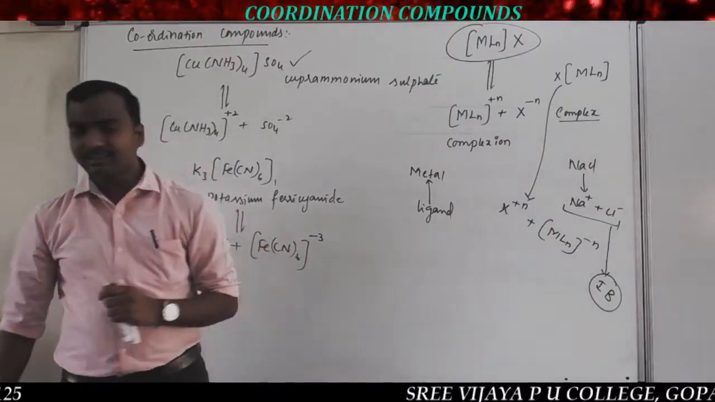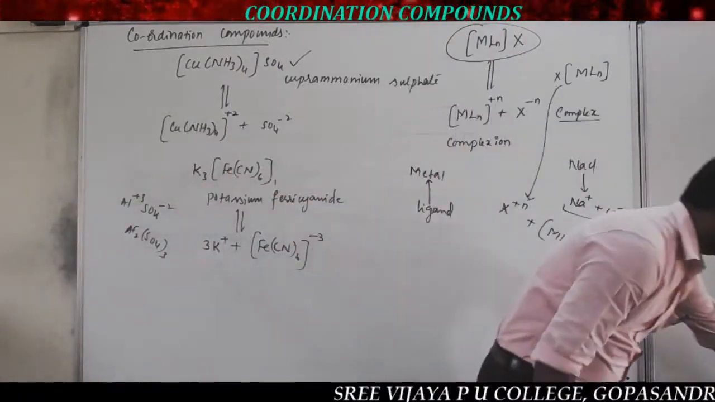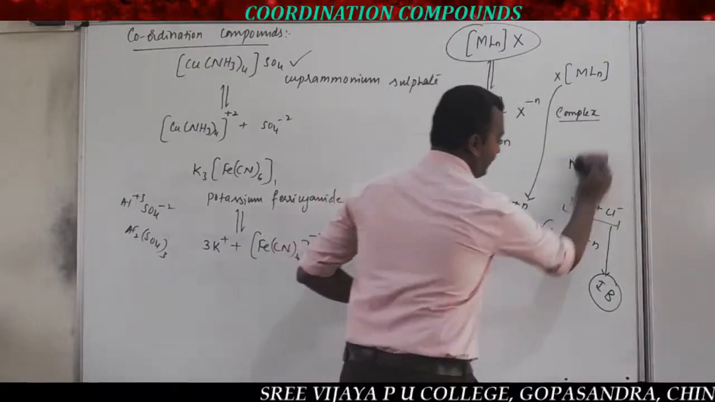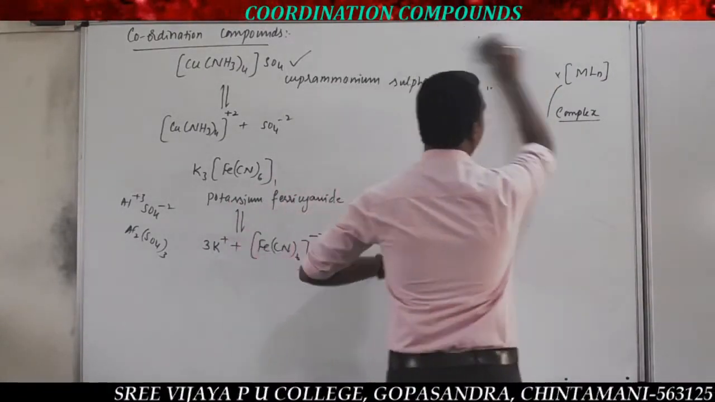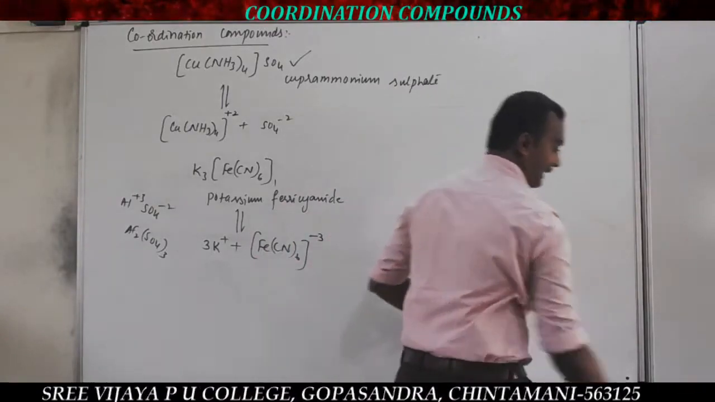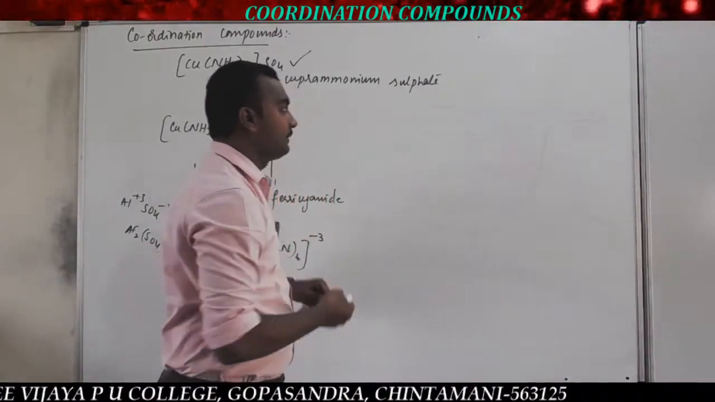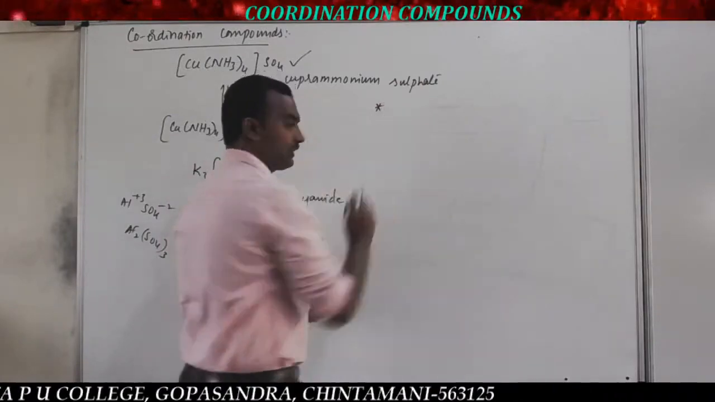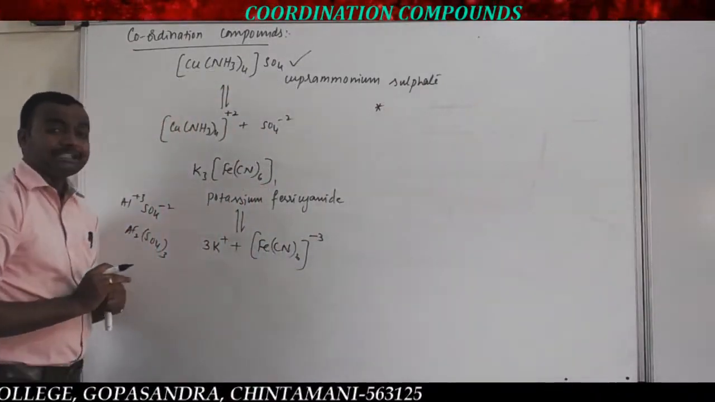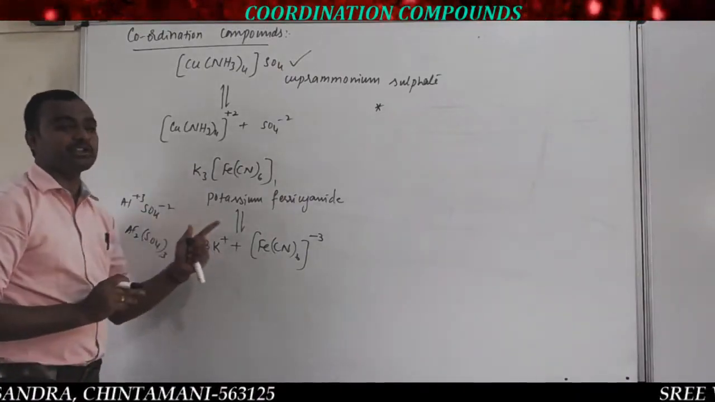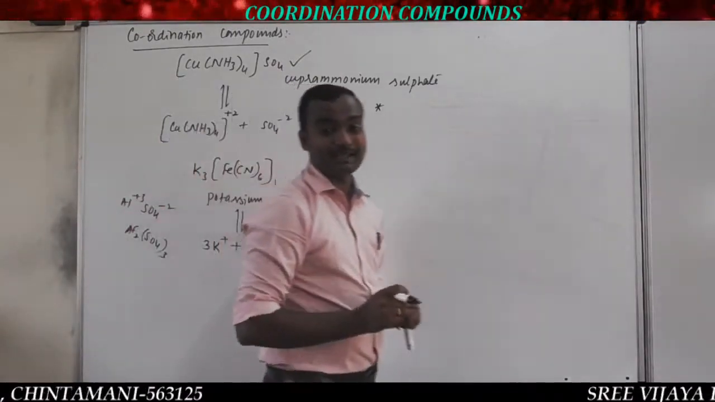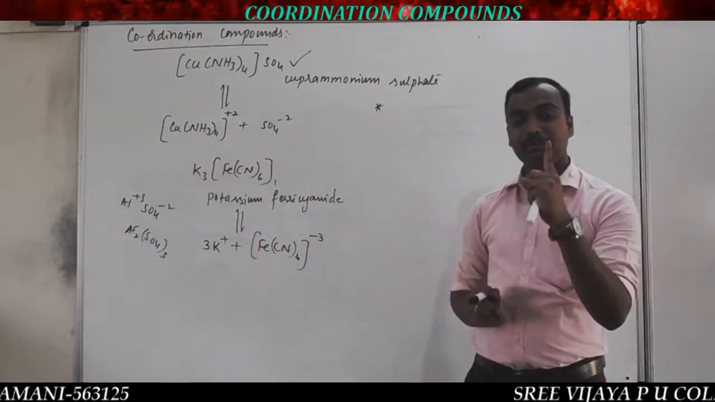Then what are the characteristics of coordination compounds? Just as we gave characteristics for double salts, coordination compounds also have some characteristics. So what are those characteristics? First one. In the case of a double salt, it gives all the ions present in it. But in the case of a coordination compound, it doesn't give all the ions present in it. It gives at least one complex ion.